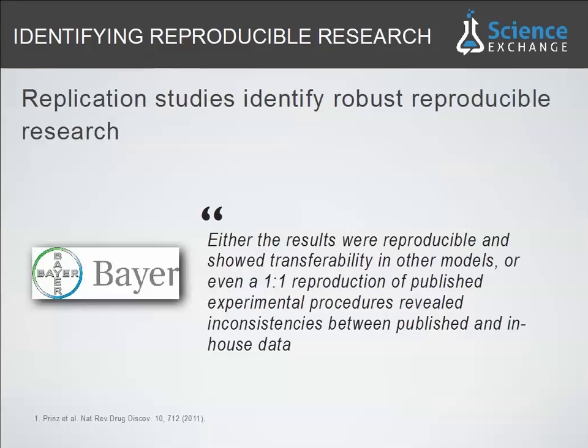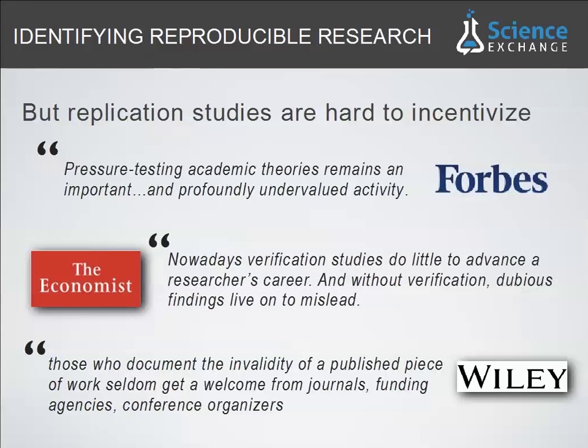However, it's very difficult to incentivize replication studies. Some quotes from various different publishers. Forbes said pressure testing academic theories remains an important and profoundly undervalued activity. The Economist stated, nowadays verification studies do little to advance a researcher's career, and without verification, dubious findings live on to mislead. And a Wiley study said that those who document the invalidity of a published piece of work seldom get a welcome from journals, funding agencies, and conference organizers.